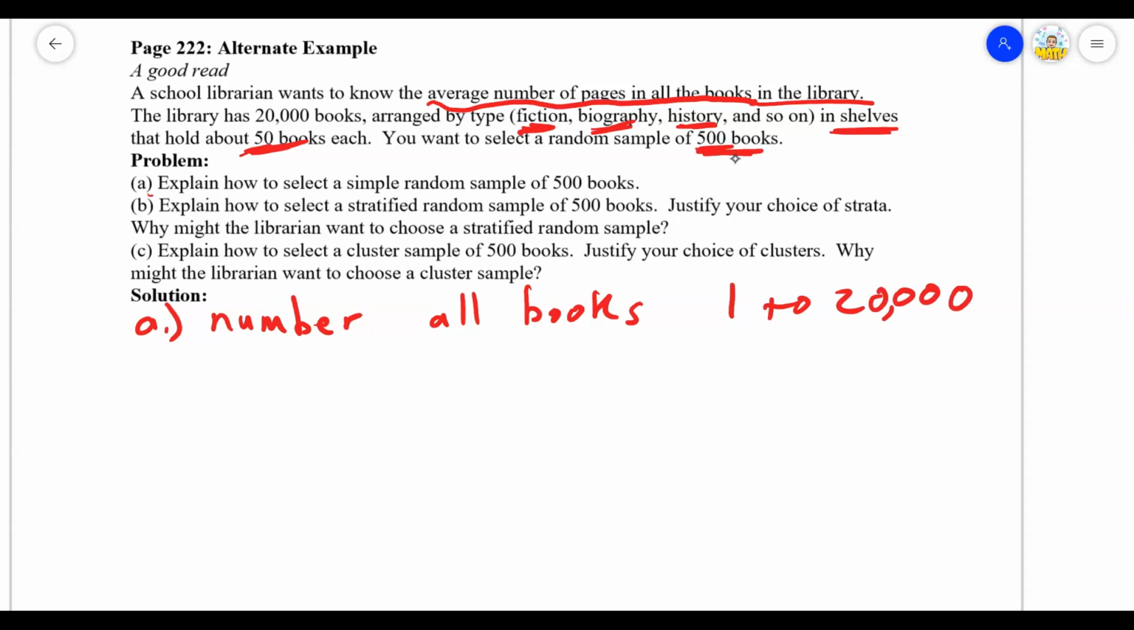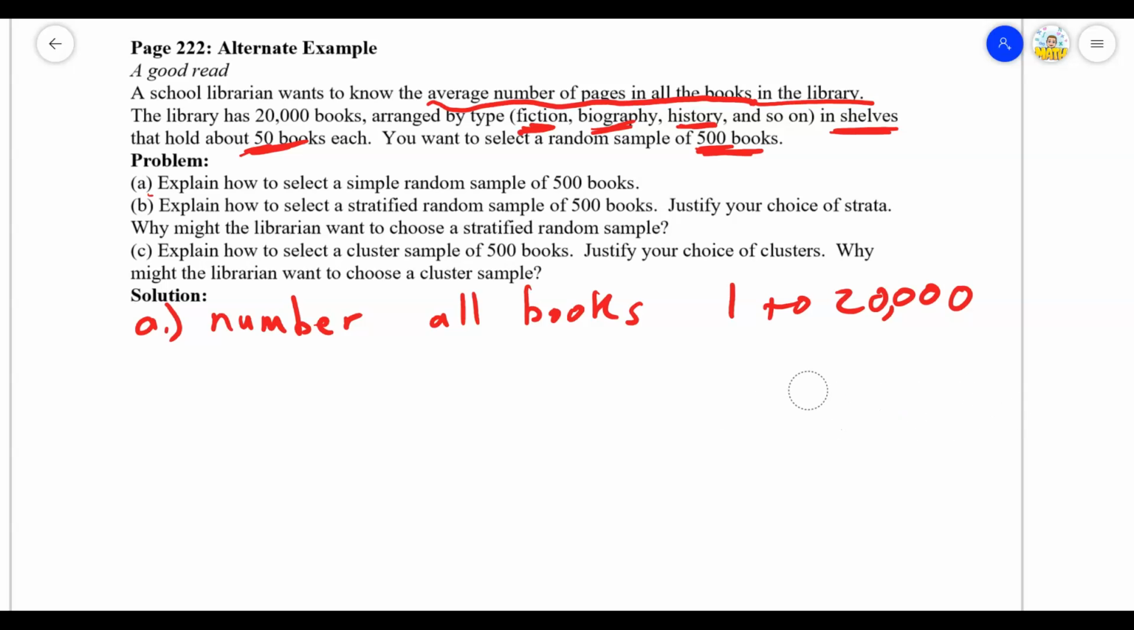Now, if we had to use a random digits table, we might think about saying that we would number these 0, 0, 0, 0, 1, right? Might need fewer zeros than that. Yeah, there's really no need to conserve digits here. So 0, 0, 0, 1 to 20,000 if we needed a random digits table.